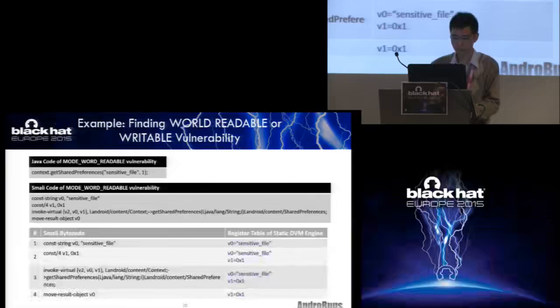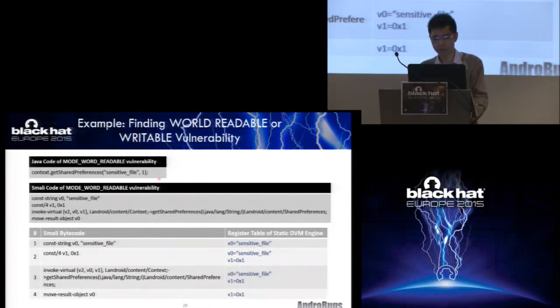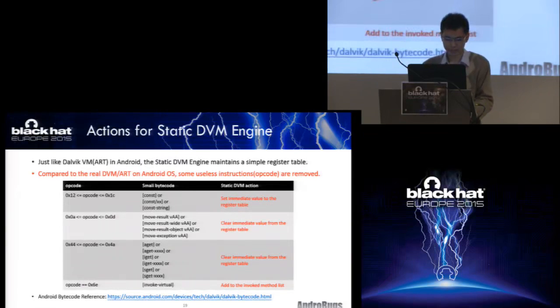For example, this is an example of dangerous world-readable code. The constant 1 in the second parameter here means storing the preference in world-readable mode. And in the third line of the smali code, it gets the shared preference object. But why do you need to get this object if you want to analyze the dangerous world-readable code? Okay, so why clear the immediate value from the register table for some instructions like aget, iget, or sget? Well, it's because usually they call the Android SDK to get some updates or information at runtime. But that information is not something that you really need to analyze.